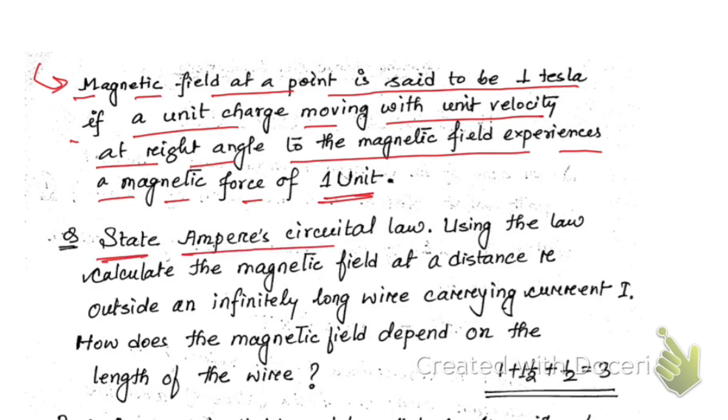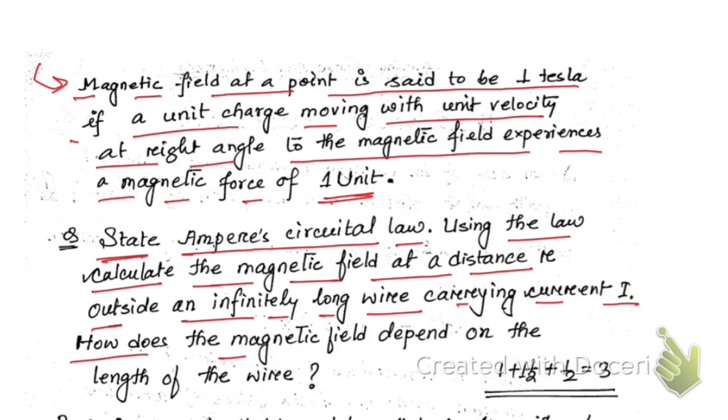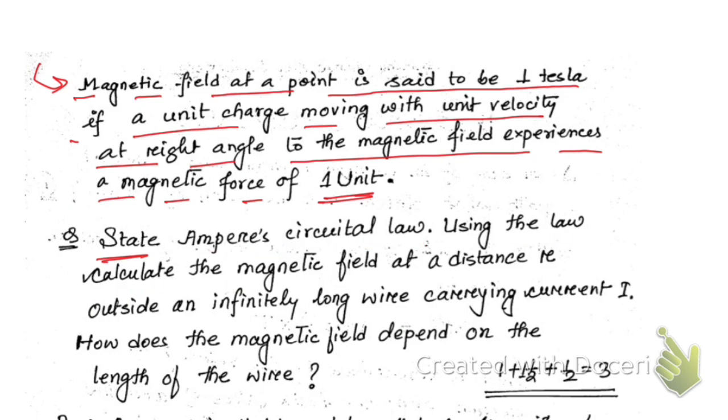State Ampere's circuital law. Using the law, calculate the magnetic field at a distance r outside an infinitely long wire carrying current I. How does the magnetic field depend on the length of the wire? Let me give you the answer. First, let me give you the statement of this law. Let me explain the law first.